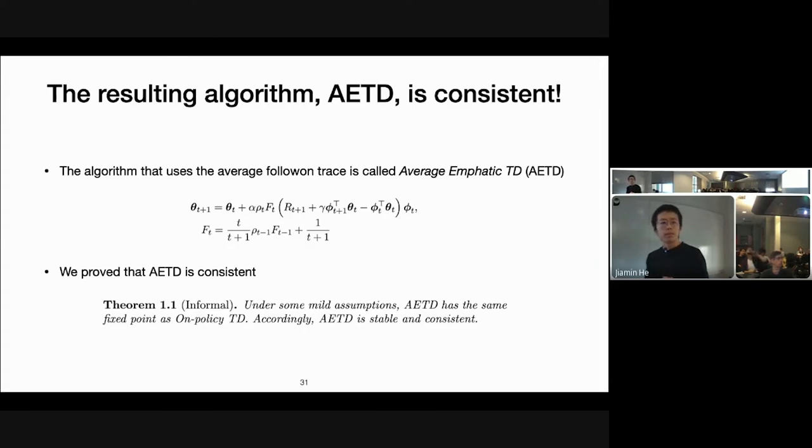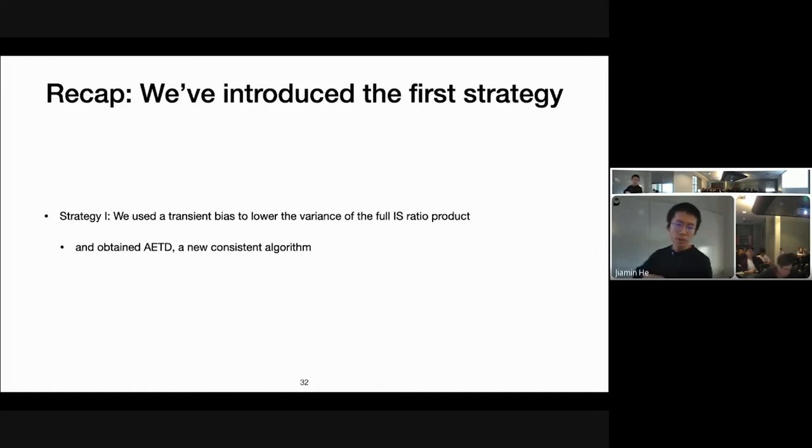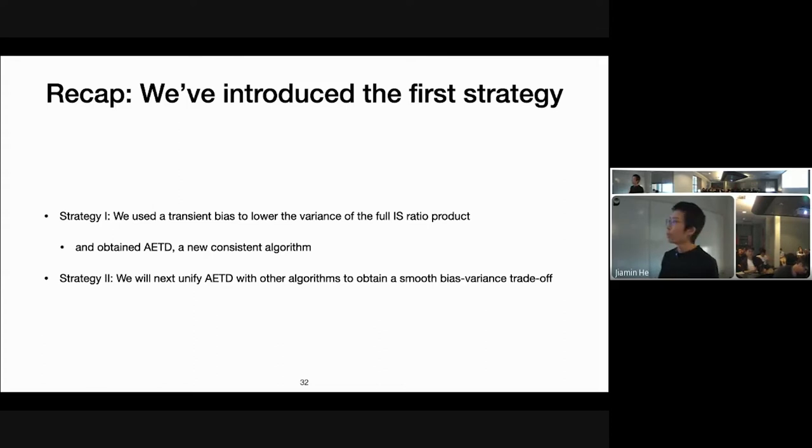This is the first strategy, where we use transient bias to lower the variance of the full IS ratio product, and we are still able to obtain consistency. Next, we will unify AETD with other algorithms and show that we can fill the gap continuously. AETD will just be a point in the gap.